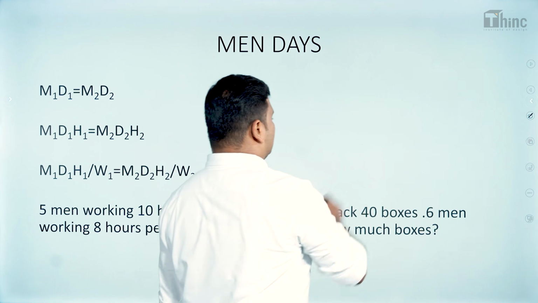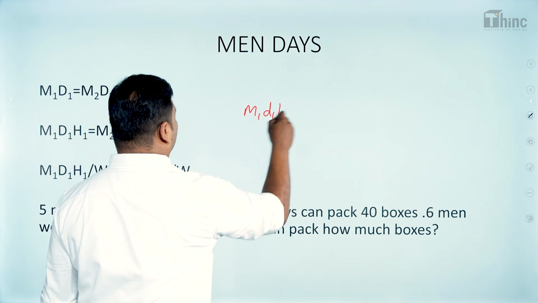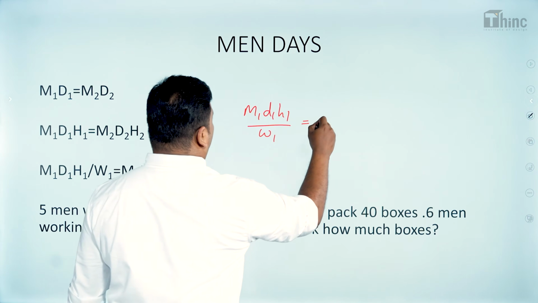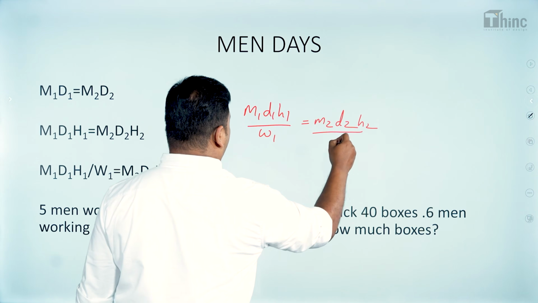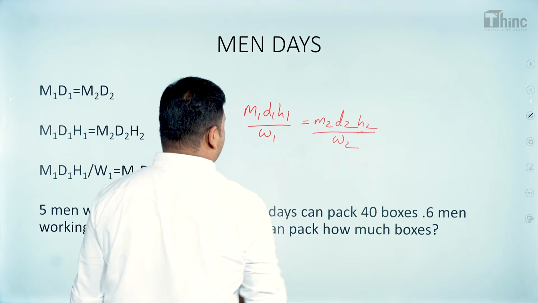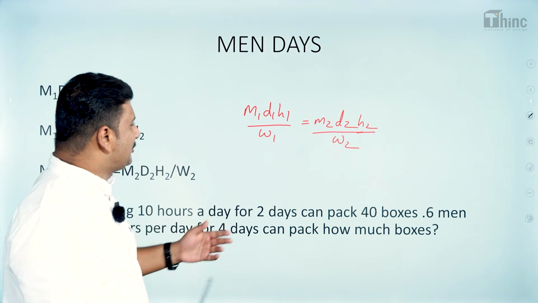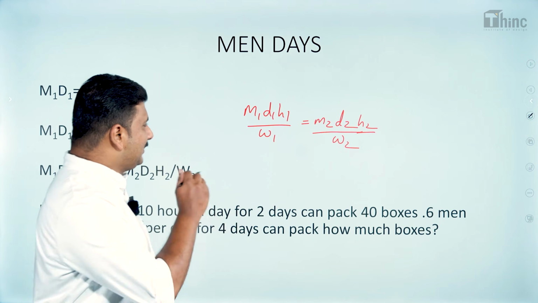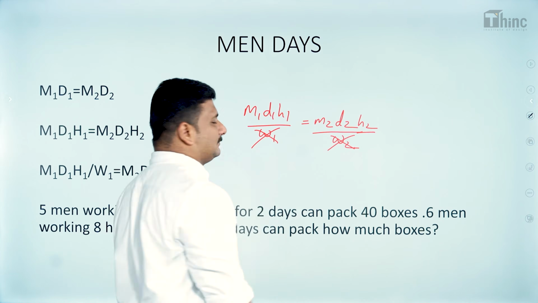Okay, all of you listen. We have the formula M1 D1 H1 by W1 equals M2 D2 H2 by W2. Now in the question, if work is missing, what you have to do is eliminate both.